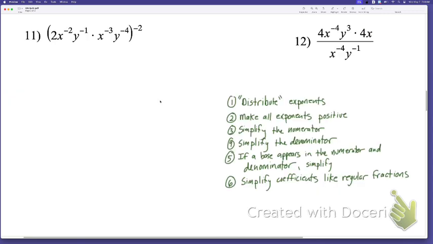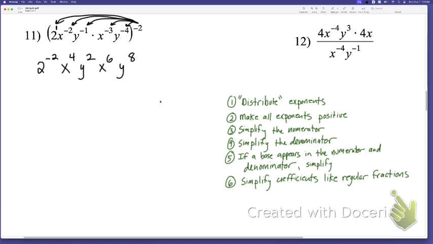Okay, number 11. Let's see, distribute exponents. So, yes, we're going to apply this rule. I think it's helpful if we write this as 2 to the first, so we know that we have to multiply here as well. So we're going to get 2 to the, 1 times negative 2 is going to give us negative 2. Okay, we'll get x to the 4, y to the 2, x to the 6 and y to the 8.